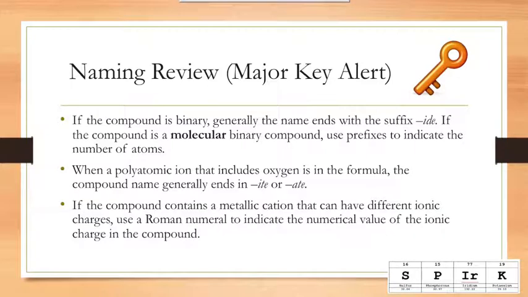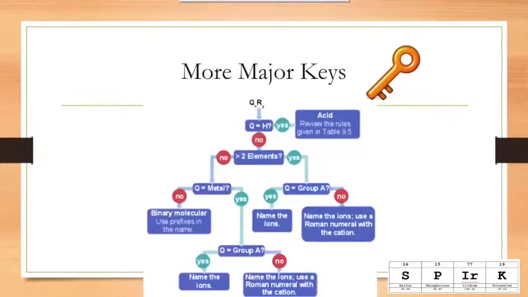If the compound contains a metallic cation that can have a different ionic charge, use a Roman numeral to indicate the numerical value of the ionic charge in the compound. So if you look at this flowchart here, we're going to talk a lot about this in class as we continue through. Once we start looking at worksheets that are going to have acids, bases, ionic compounds, with polyatomic ions, with binary ionic compounds, and moleculars all mixed together, this chart is going to help us out. And it's in your book. I recommend copying it down so you can use it as we progress forward.